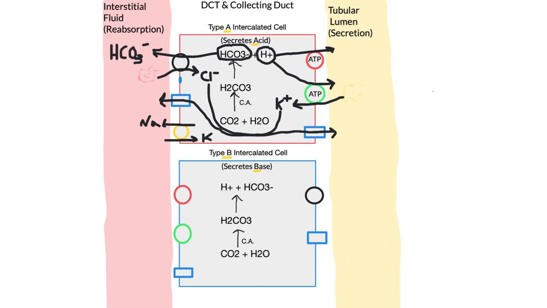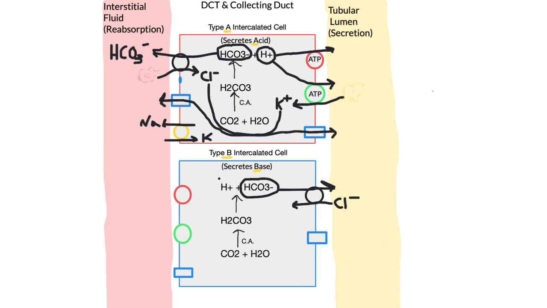Now, a type B cell is doing the exact opposite of our type A cell. Instead of secreting our acid, we're going to secrete our base, which is bicarbonate. It's going to be exchanged for a chloride, just like it was in our type A cell, except this is occurring on the opposite side of the cell. It's happening on the apical surface. So our bicarb is going into the urine instead of being reabsorbed into our blood, and the bicarb will eventually be excreted.